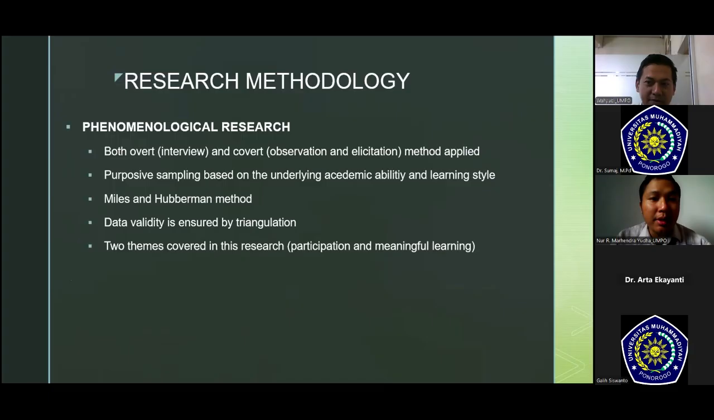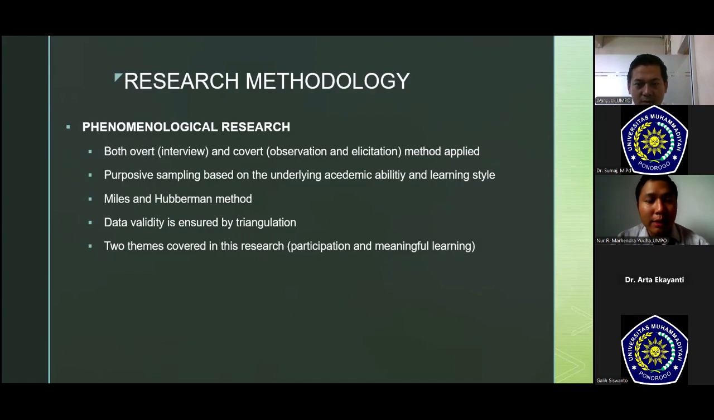So the research methodology is a phenomenological research. There are two methods that are used in this research: overt, which is direct data gaining, which is actually an interview, and covert, so indirect, where observations and elicitation methods are applied. And for the sampling method, we're using purposive sampling based on the underlying academic ability and learning style. So we pull out certain characteristics based on this population.